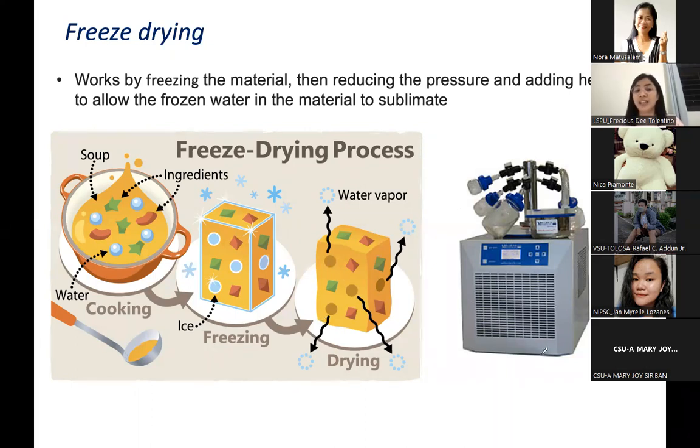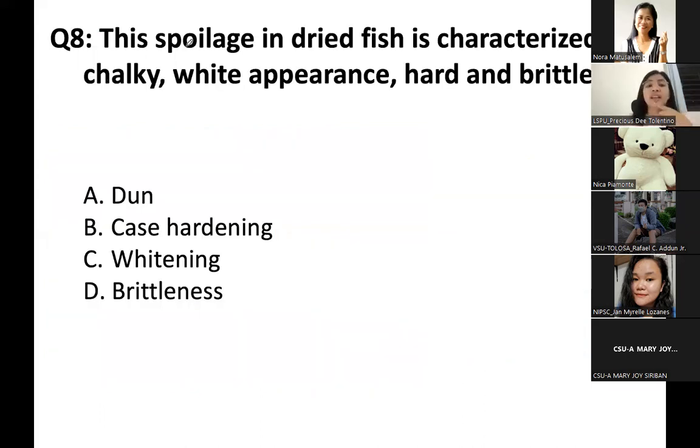This is a freeze dryer, but for example, sa board exam, nakita ninyo yung term na works by freezing the material and then later on, sublimating the remaining water vapor. Yung tamang sagot doon is freeze drying. So, if mahirap man intindihin, tandaan ninyo na lang yung mga words na dapat naka-associate sa ganong word or ganong term. And question number 8, this spoilage in dried fish is characterized by chalky, white appearance, hard, and brittle.